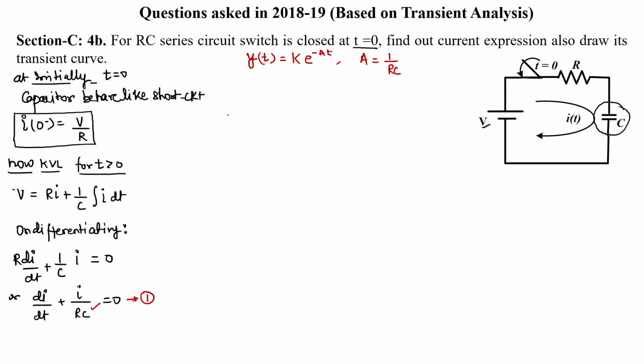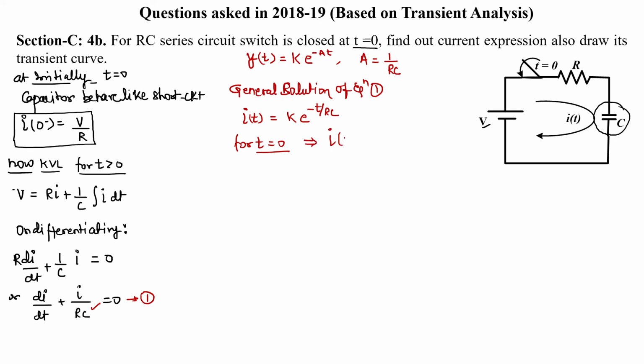Clear now? So the general solution of equation number 1 will be what? It will be i equals k e raised to the power minus t upon RC. Now for t equals 0, we are talking about I0, and I0 is equal to V divided by the value of R. So we will get V by R as the value of K.